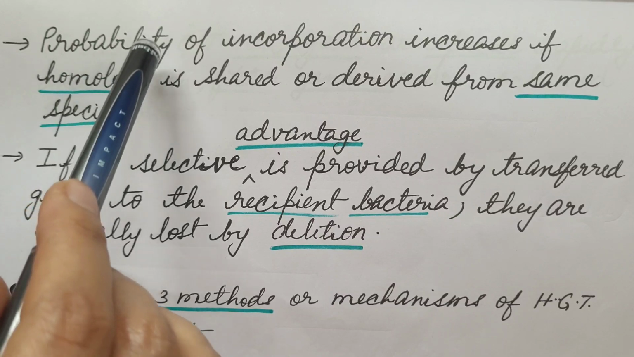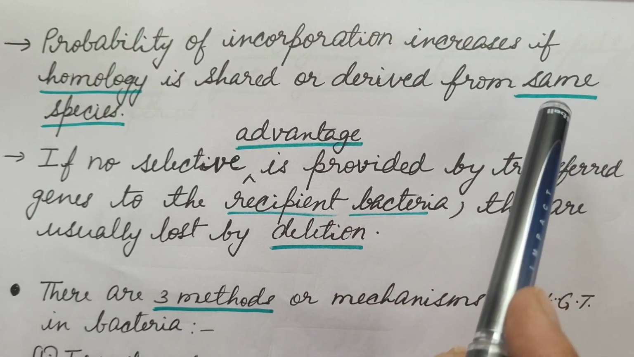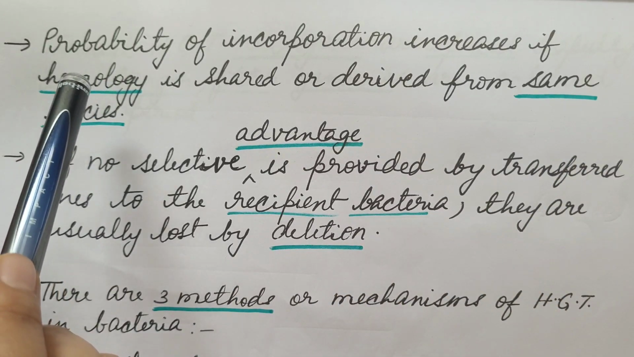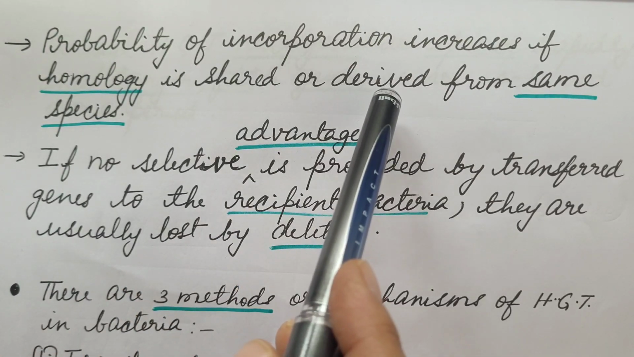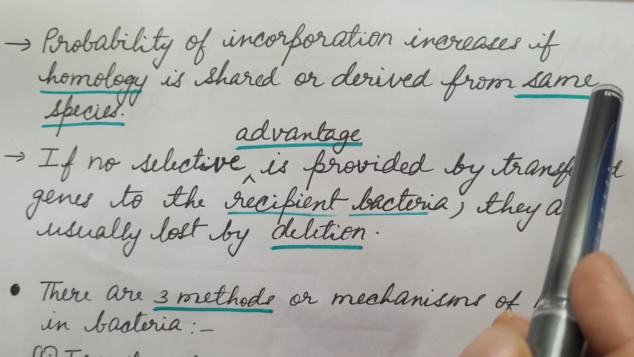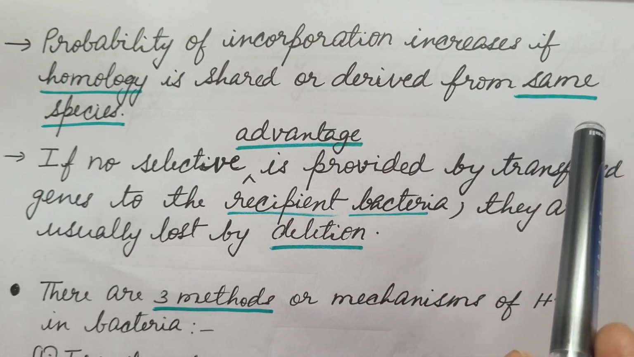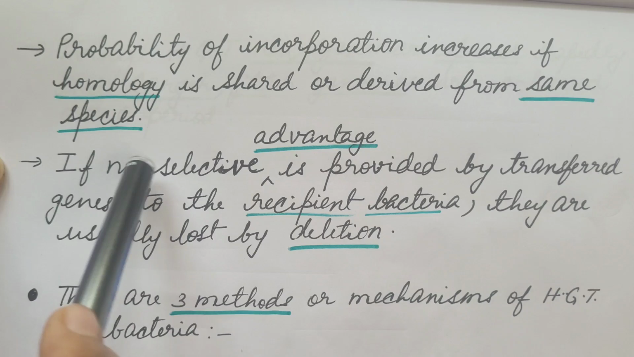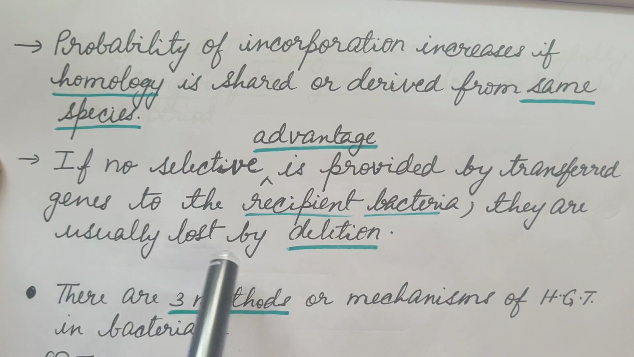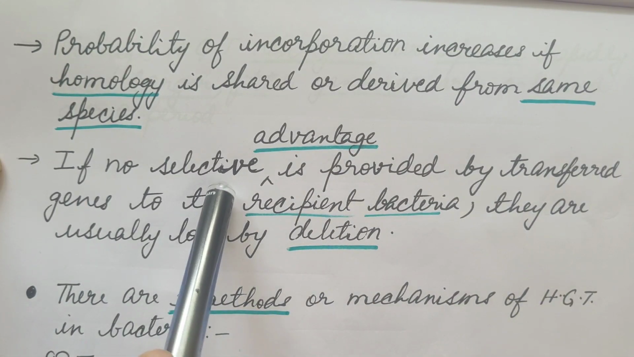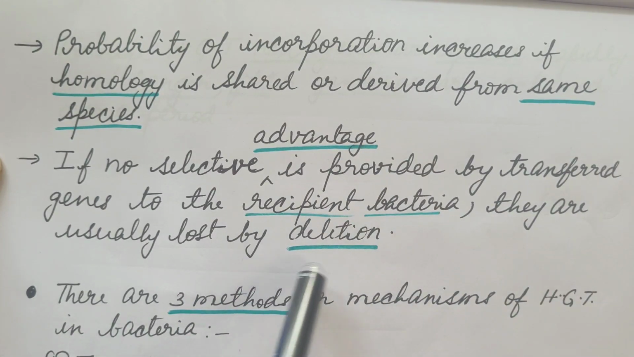One important point that we should remember is probability of incorporation of exogenote increases if exogenote and genome of recipient share homology, or both are derived from same species, or in other words, donor and recipient are derived from same species. If no selective advantage is provided by transferred gene to the recipient bacteria, they are usually lost by deletion.